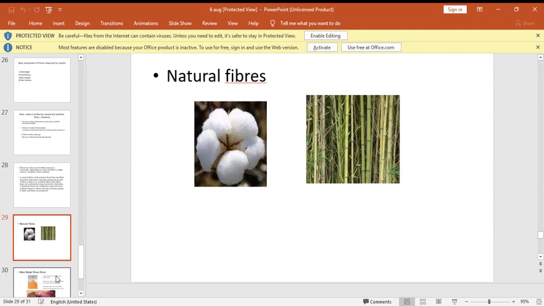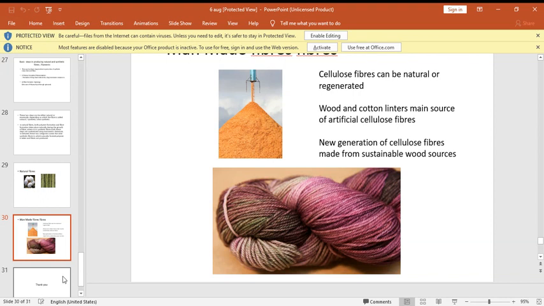These are the natural fibers, cotton and jute, and these are the synthetic fibers. Synthetic fibers are man-made fibers. I have given the picture here, that man-made fibers are produced from cellulose. Fibers can be natural or regenerated. Wool and cotton linters are the main source of artificial or man-made cellulose fibers. New generation cellulose fibers are made from sustainable wood sources. And the man-made fibers or yarns can be seen in this picture.